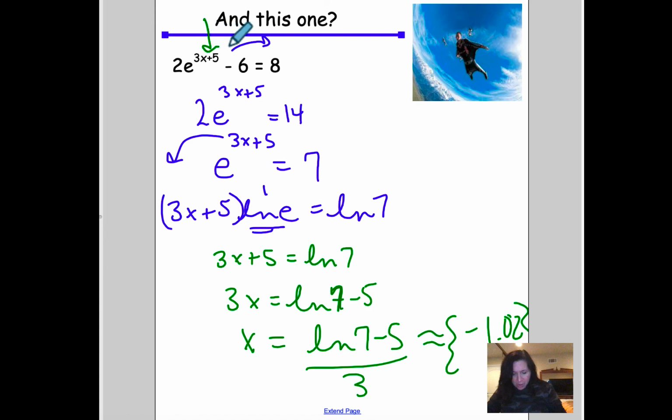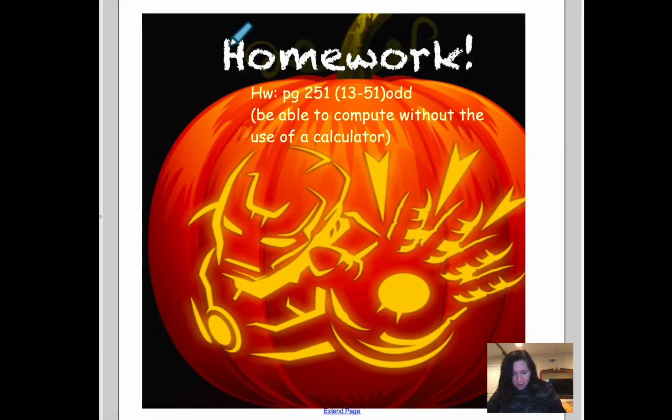Okay, it's kind of cool, right? Homework is page 251. You're going to do problems 13 to 51 odd. That's it. Try to use these without using a calculator.